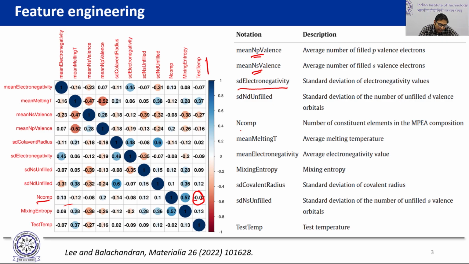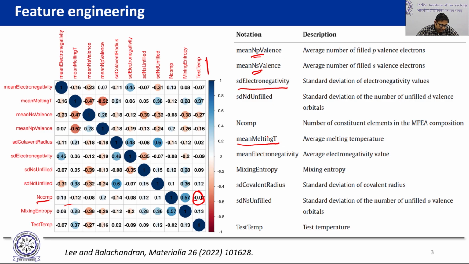NComp gives you the number of constituent elements in the high entropy alloy composition. Since they are looking at the yield strength as a function of temperature, the melting temperature of the alloy is also important. Now, melting temperature is typically not something you will find very clearly in the dataset, and therefore what they have done is simply look at a mean melting temperature, which is a composition based average of the melting temperature of the individual elements, and so on and so forth.